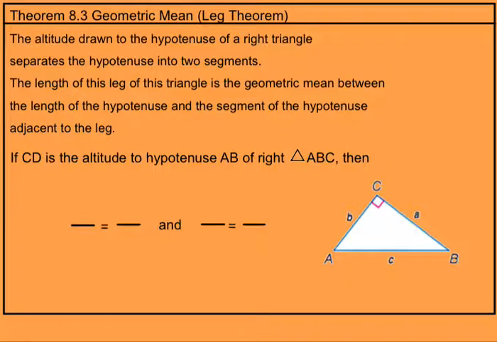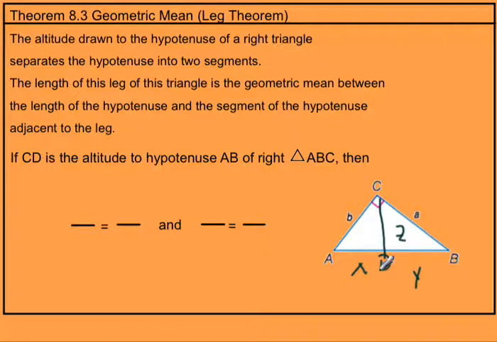So let's take a look at another theorem. We're going to talk about the geometric mean leg theorem. The altitude drawn to the hypotenuse of the right triangle, like so, separates the hypotenuse into 2 segments. The length of this leg of the triangle, we'll call this x, and y and z again. Likewise, not only is the altitude the geometric mean of the 2 lengths, but the leg is the geometric mean between the hypotenuse and the segment of the hypotenuse adjacent to the leg. Oh, that's a lot of confusing words. So let's write it out easily.